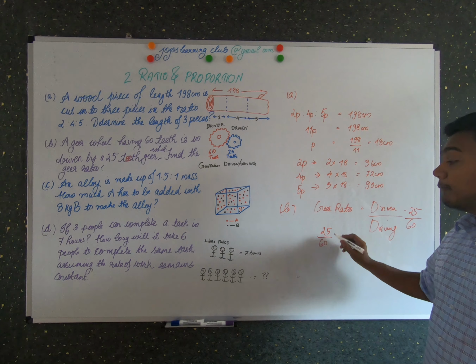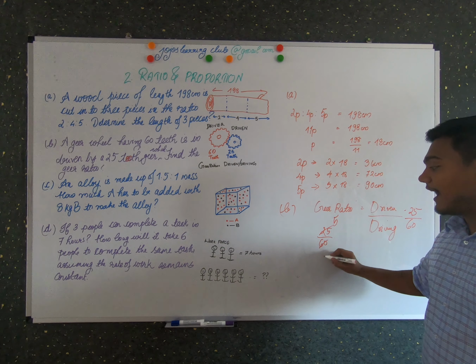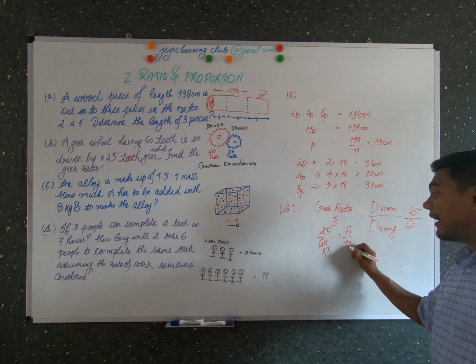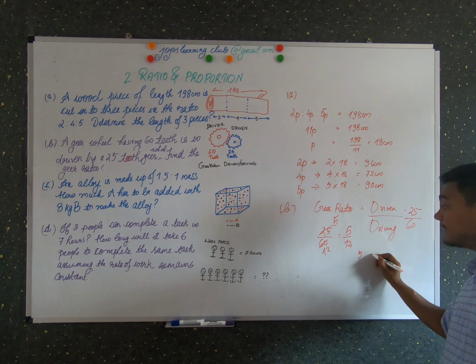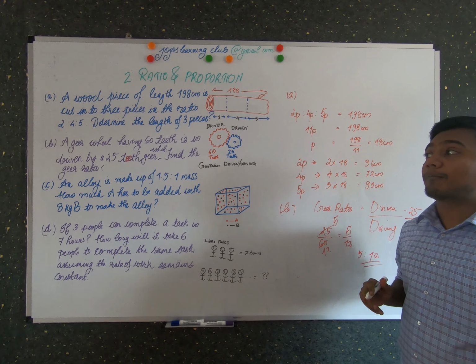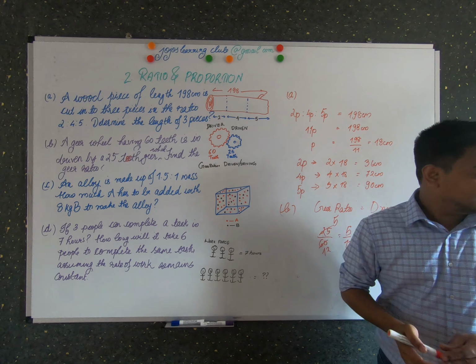Now we know that both are multiples of 5. So you can cancel it down and write it over 5, and here over 12. So the final representation would be 5 by 12, or the gear ratio is 5:12. So this is the answer for the problem number B. Now let's discuss C and D.